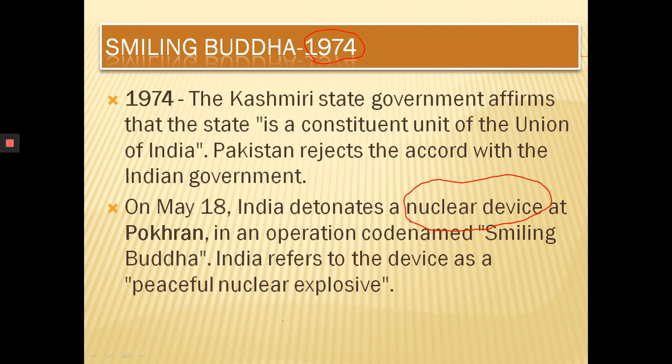But India called it a peaceful nuclear explosion. It will keep on coming, PNE, isn't it? Like we call it PNE. Again, I will try my hand at scripting that. I hope, yeah, PNE.